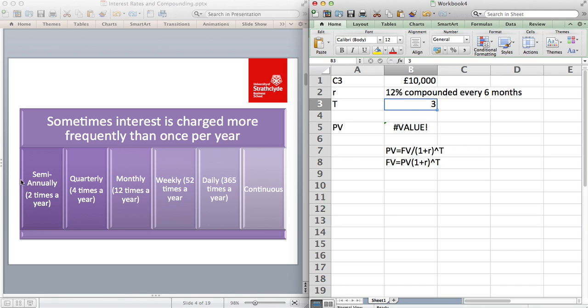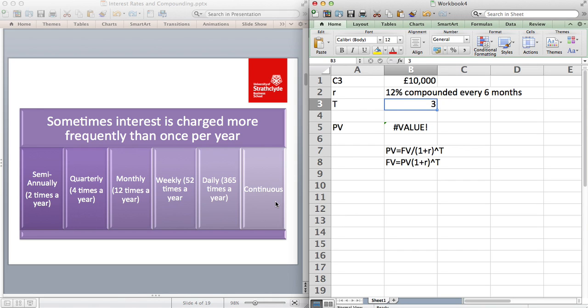This corresponds to semi-annual. If it's quarterly, then we have 4 periods within the year. If it's monthly, it's 12 periods. If it's weekly, it's 52 periods. If it's daily, it's 365 periods. And if it's continuous, every infinitesimal instant results in a period of compounding. Clearly this isn't going to be 12% compounded every day. We need to find the daily rate.